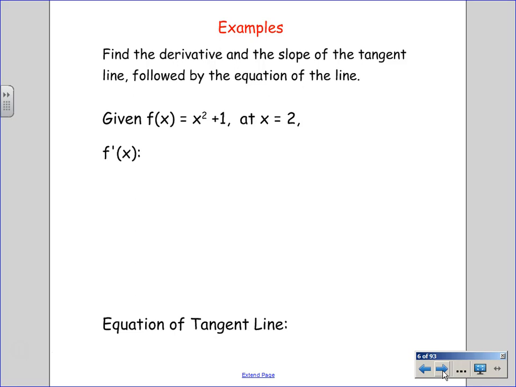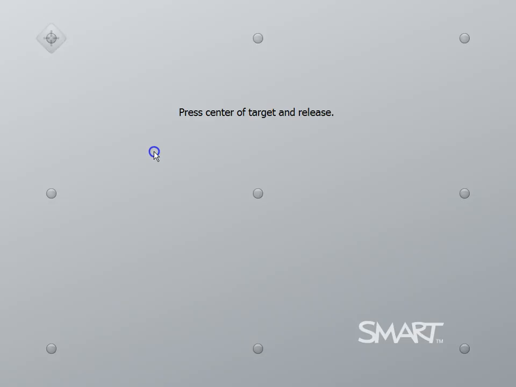Should you guys know how to use the definition of derivative to solve for f prime? Yes. Do you guys have the function down? X squared plus 1 at x equals 2. The first thing you're doing is f prime of x. F prime of x equals the limit as h approaches 0 of f of x plus h minus f of x all over h. Go while I orient my board.